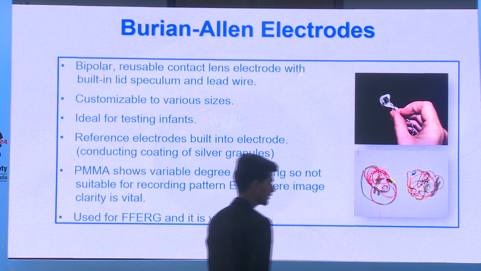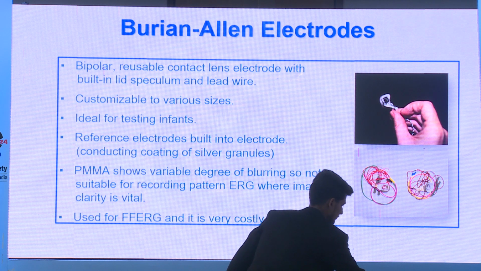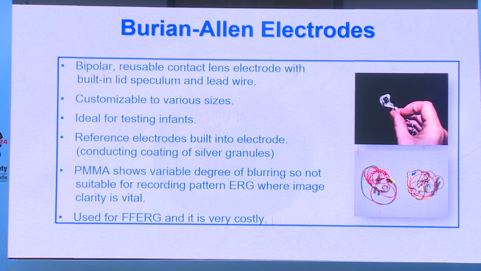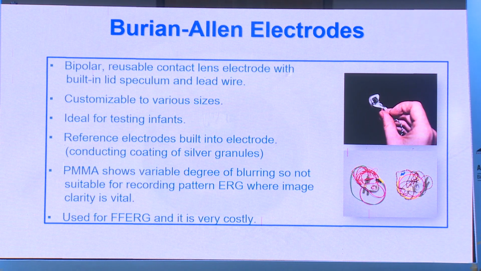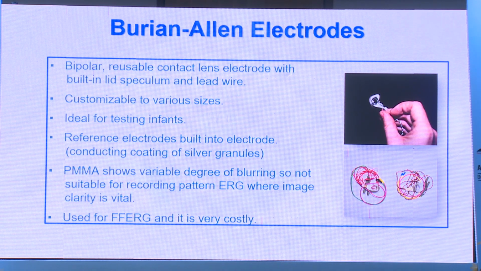Then the other commonly used electrodes are the Burian Allen electrodes. These are bipolar reusable contact lens electrode with built-in lid speculum with a lead wire. They are customizable to various sizes, ideal for infants. The reference electrodes are built into the electrodes, which are conducting coating of silver granules. PMMA shows variable degree of blurring, so not suitable for recording pattern ERG where the image clarity is vital. They are generally used in full-field ERG, but the only drawback is it's very costly.